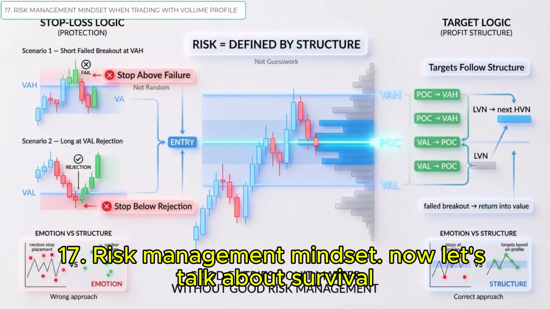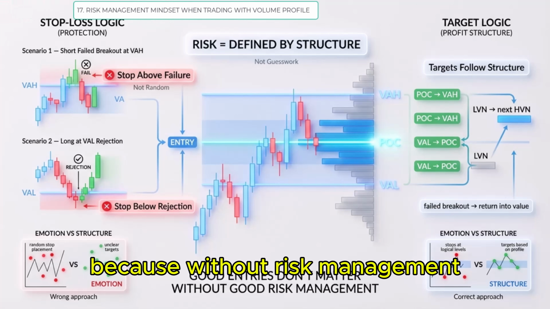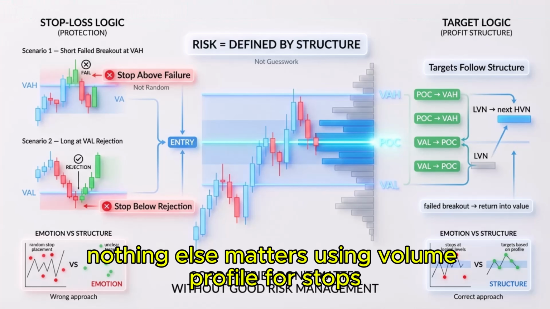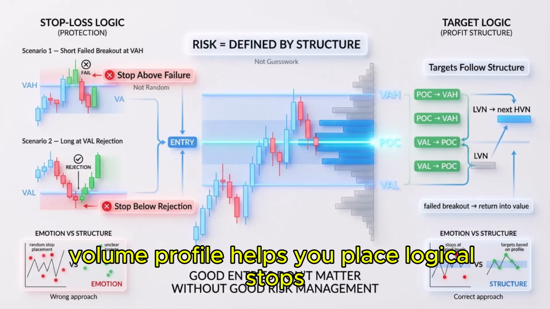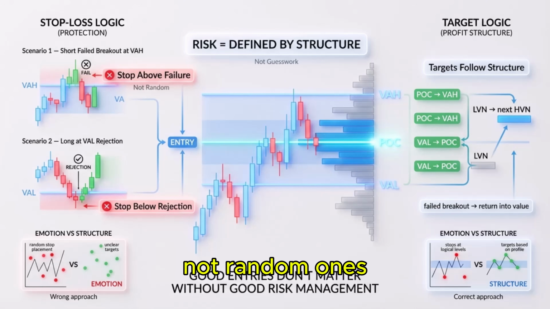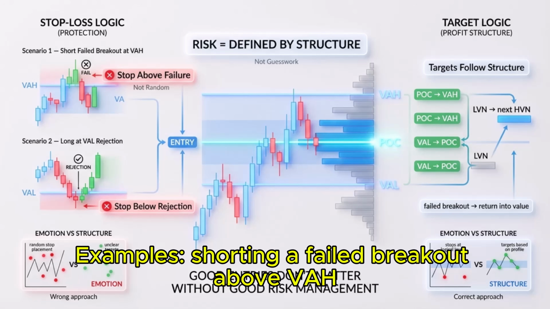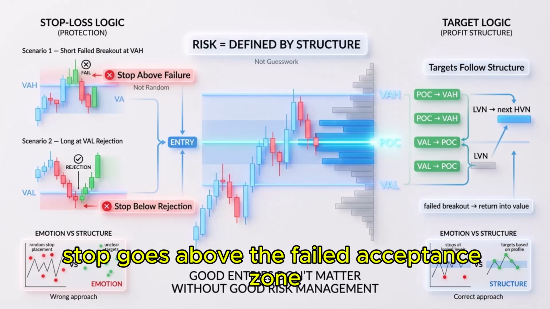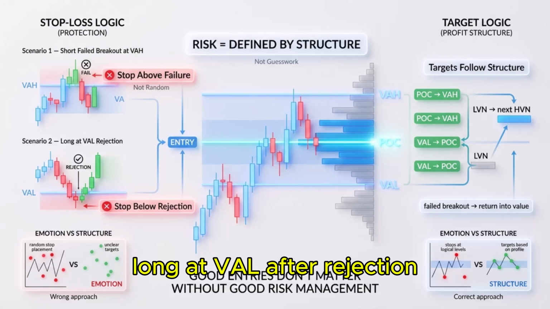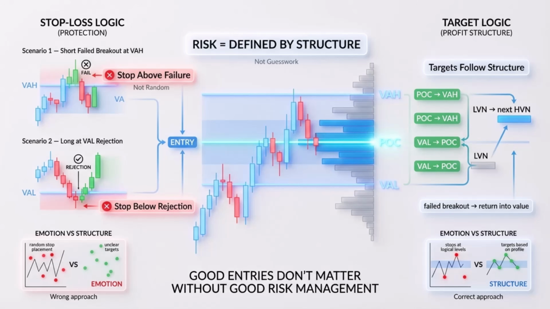17. Risk management mindset. Now let's talk about survival, because without risk management, nothing else matters. Using volume profile for stops: volume profile helps you place logical stops, not random ones. Examples: shorting a failed breakout above VAH, the stop goes above the failed acceptance zone. Long at VAL after rejection, the stop goes below the rejection or sweep low.